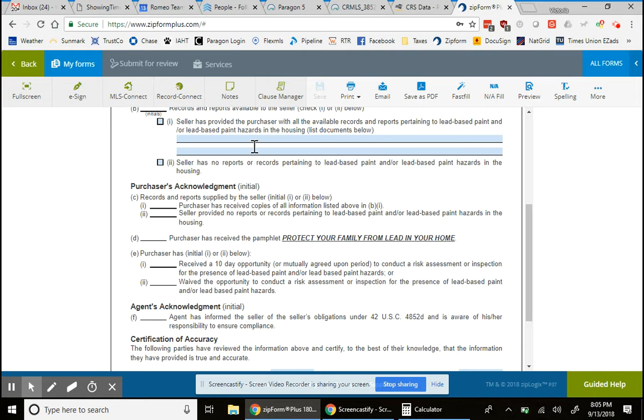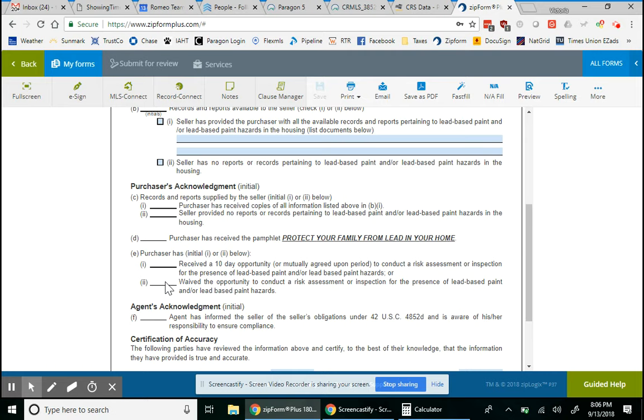if there are copies, they should be initialing I. Typically, they're going to be initialing II, which says the seller's provided no reports. They're either going to initial that they're receiving a 10-day opportunity or they're waiving an inspection. Most people will waive. The way I explain this to people is you are more than welcome to go through the house and take paint chips from all over the house.